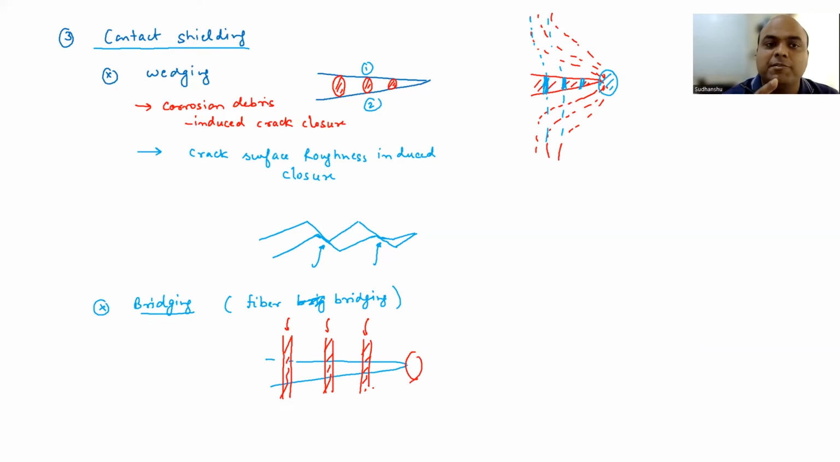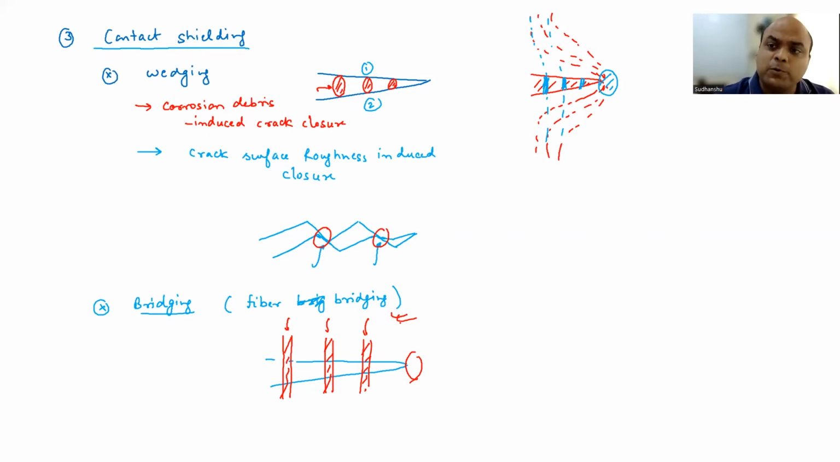So see here the difference between contact shielding and zone shielding. In zone shielding, you're not having any contact in the wake of the crack. But somehow, which we'll discuss, you are actually having compressive stresses in the wake of the crack, and thereby you are reducing the crack growth rate, or the driving force for crack growth. In contact shielding, you have contact here in terms of either corrosion debris, roughness induced closure, or fiber bridging. Because of that, you are reducing the stress intensity factor or stress concentration in front of the crack tip, and thereby overall retarding the crack growth rate.